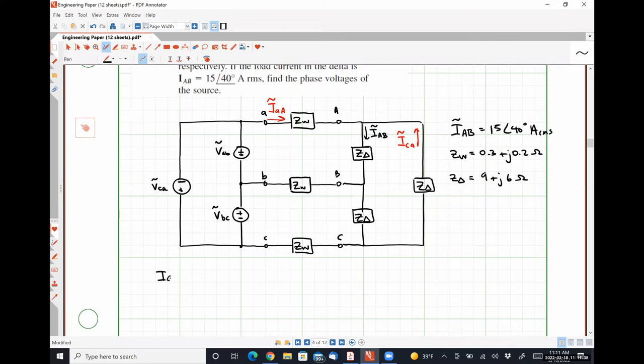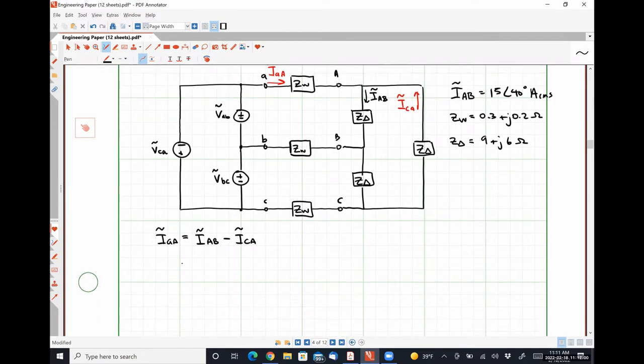we have IAA is equal to IAB minus ICA, which is the same as IAB times 1 minus 1 angle negative 240 degrees, since we have a positive phase sequence.